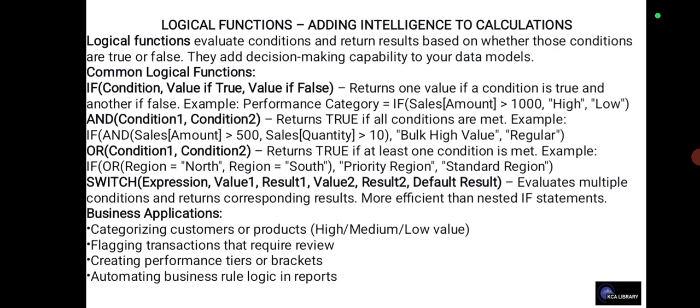So these logical functions can be used to categorize customers or products. You can categorize your products based on high, medium, or low value using this. It can also help you to flag transactions that require review. It can also help you to create performance tiers or brackets. It can also help to automate your business rule logic in reports.